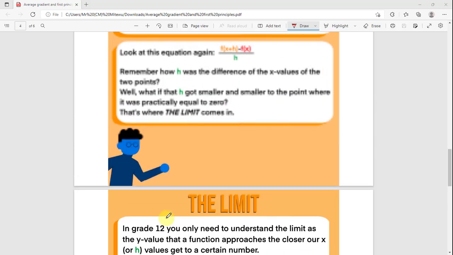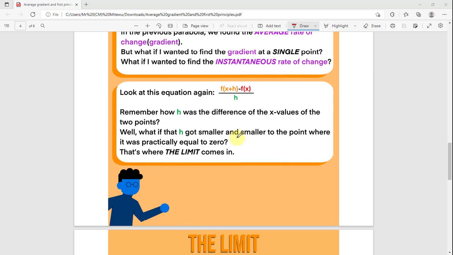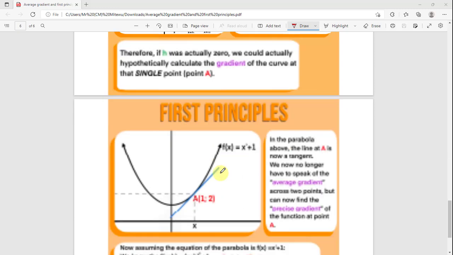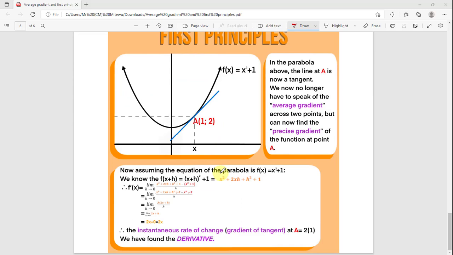Now, the problem that arises is that h can't really be equal to 0, because we know that we can't divide a number by 0. So that is why we introduce the concept of a limit. The limit allows us to sort of bypass the fact that the denominator cannot be equal to 0. So in the parabola above, the line at A is now a tangent.